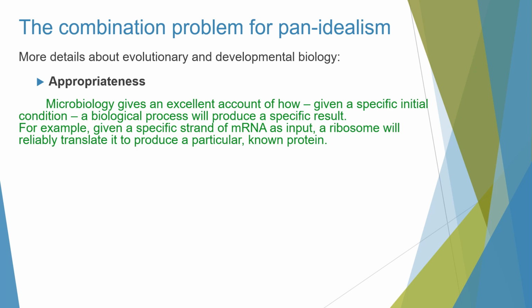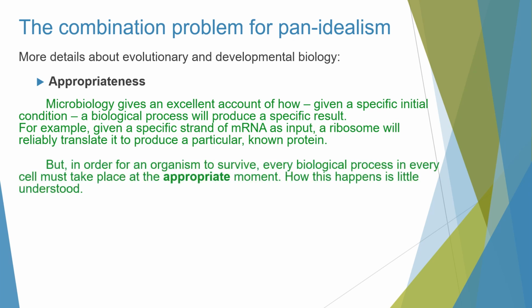Microbiology gives an excellent account of how, given a specific initial condition, a biological process will produce a specific result. For example, given a strand of mRNA as input, a ribosome will reliably translate it to produce a particular known protein. But in order for an organism to survive, every biological process in every cell must take place at the appropriate moment. How this happens is little understood.